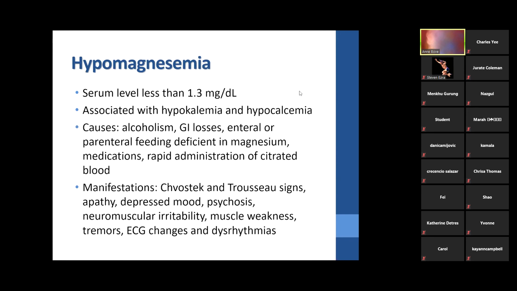Now, magnesium. Hypomagnesemia is when your serum level is less than 1.3 milligrams per deciliter. It's also associated with low potassium and a low calcium level. You'll also see Chvostek's and Trousseau's signs. You'll see neuromuscular irritability and EKG changes.